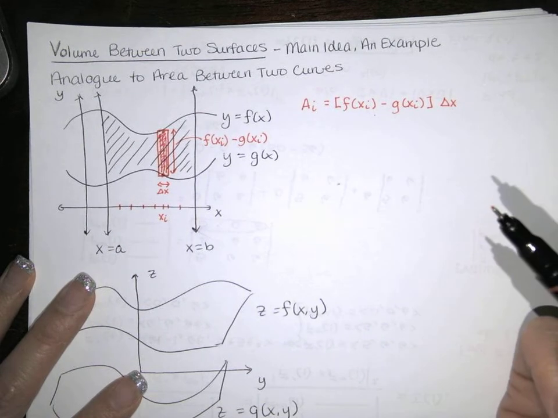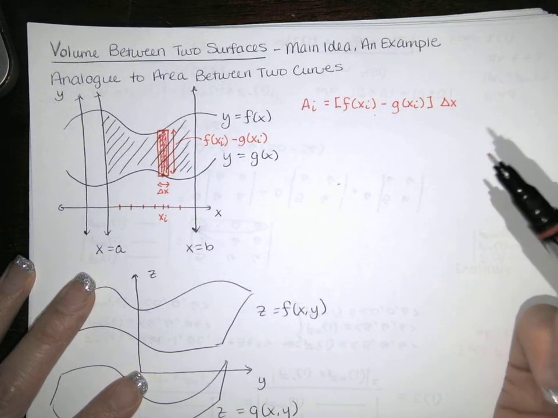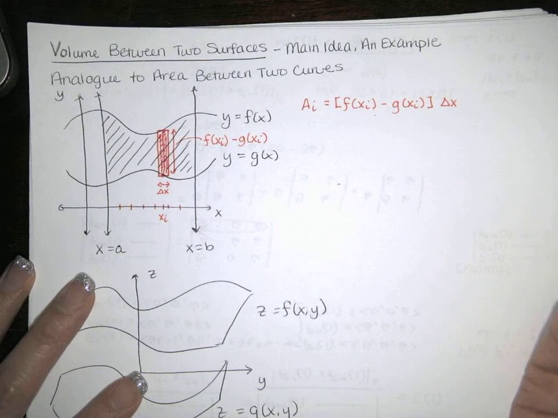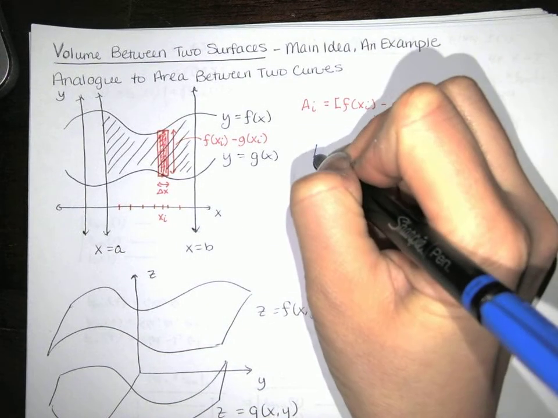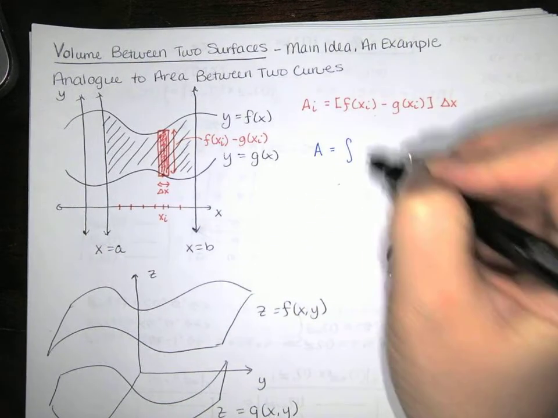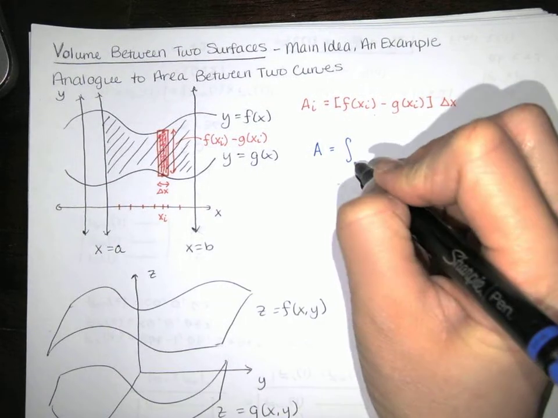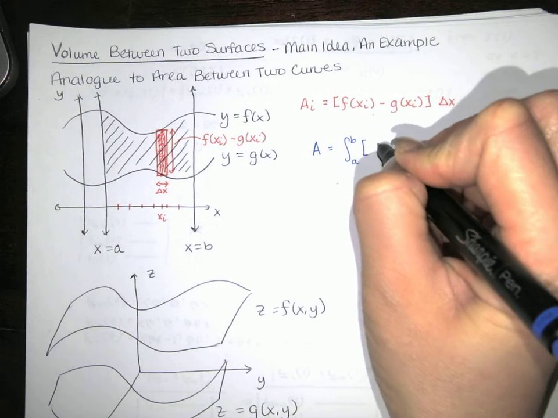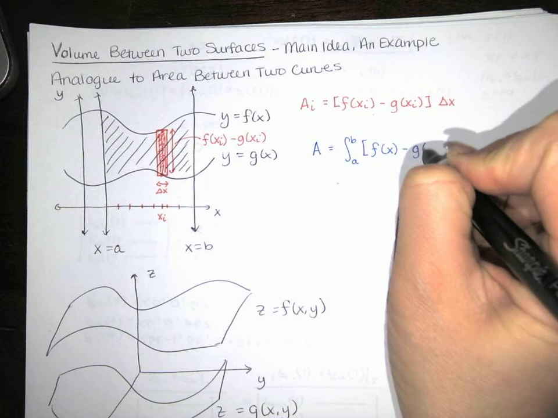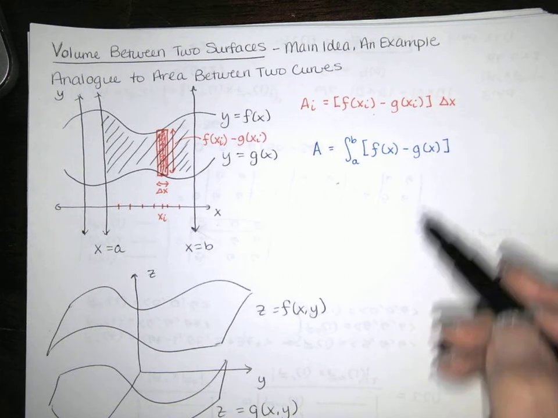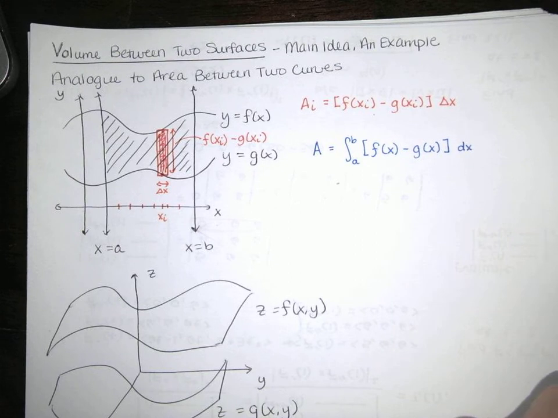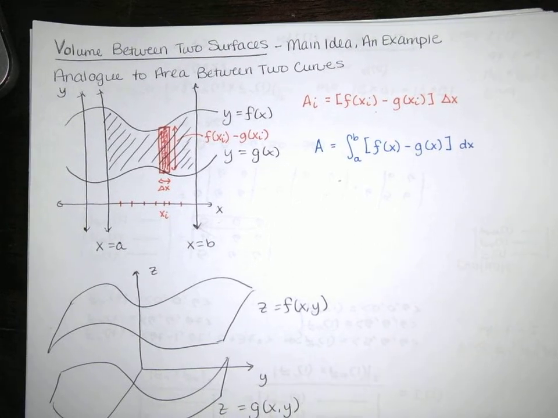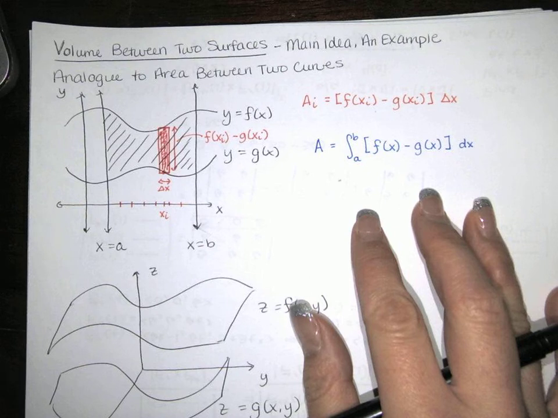And then we took the sum of these as i goes from 1 to n. Then we took the limit of that sum as n goes to infinity, and we derived an integral. And that integral looked exactly like this. We said the area between the two curves is the integral from a to b of f of x minus g of x. And in the limit, that delta x became infinitely small, so small it was an infinitesimal, that we labeled dx. So that was the area between two curves.